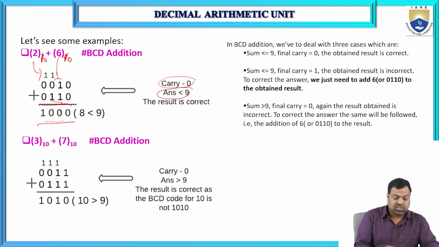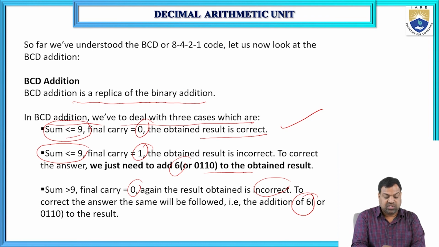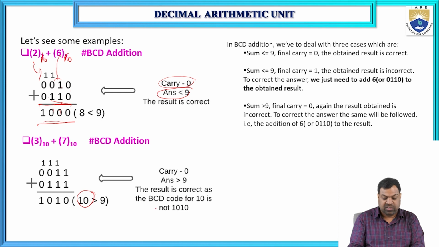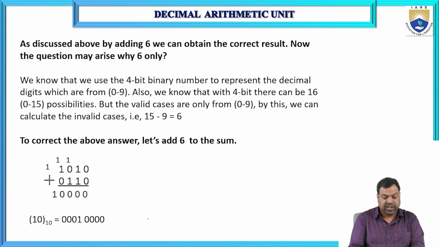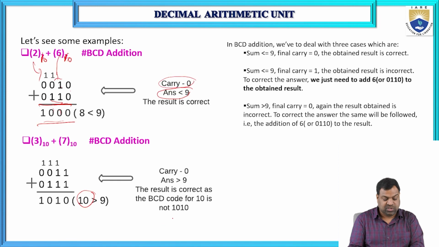I am going to the next one: 3 base 10 plus 7 base 10 BCD addition. So 3 means 0011, and 7 means 0111. The sum is 1010. So what is our condition here? The sum should be less than or equal to 9, but here the sum is 10, greater than 9. There is no carry, but it is incorrect. To get the correct result, what do we have to do? We add 6 to this one, and then we will get the correct answer. How we add it, we will discuss.